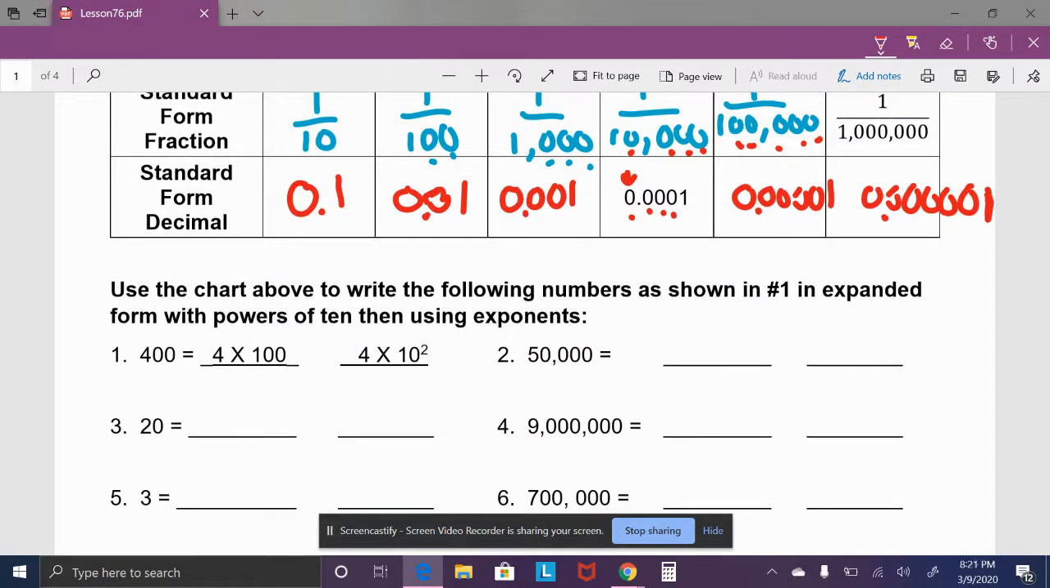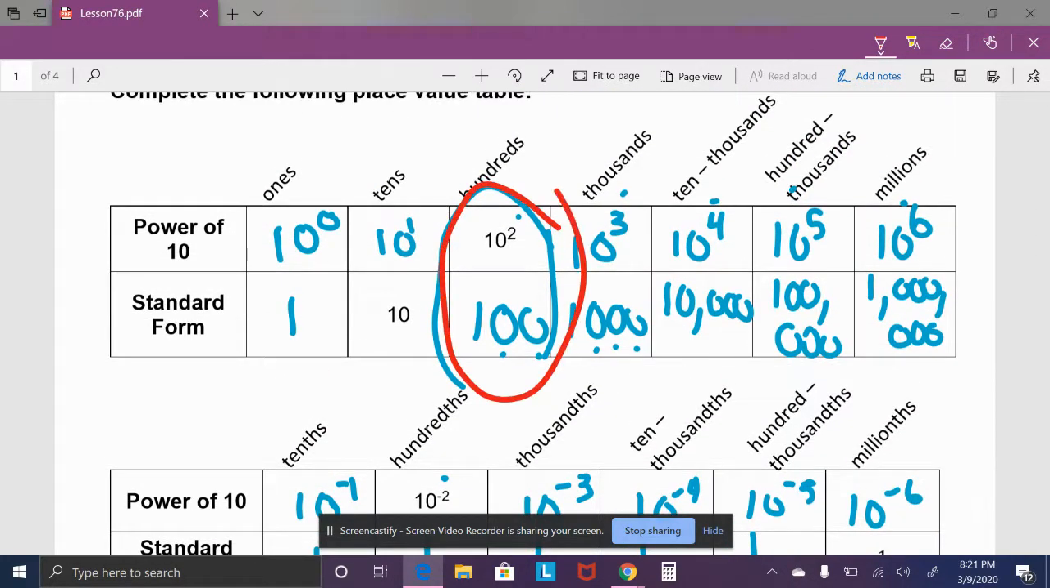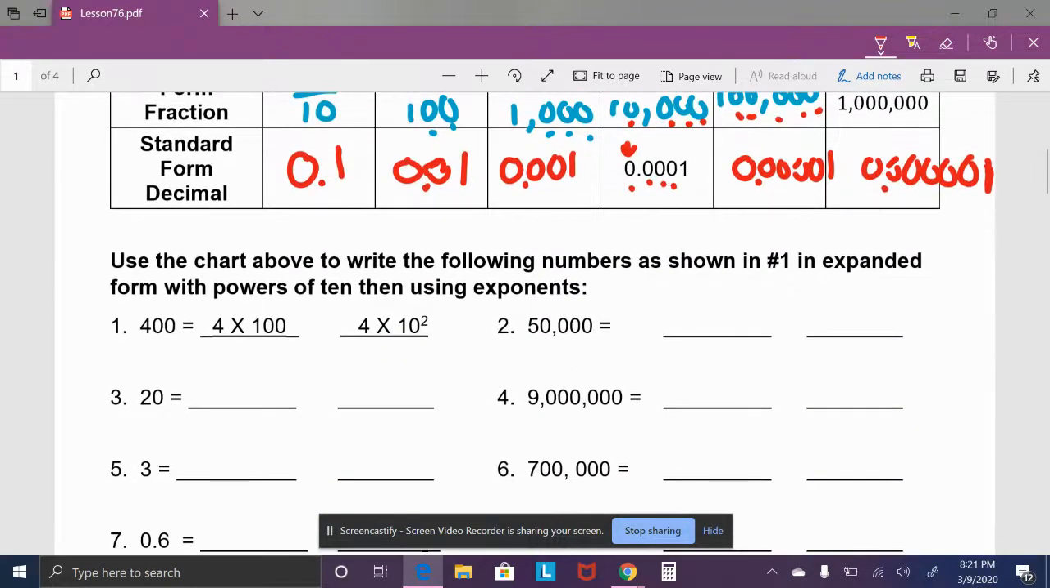So we can use these powers of 10 to manipulate numbers and write really large or really small numbers, which we're going to do next lesson in scientific notation. So the first example they give us: 400 is 4 times 100, which is 10 to the second. 50,000 is 5 times 10,000.